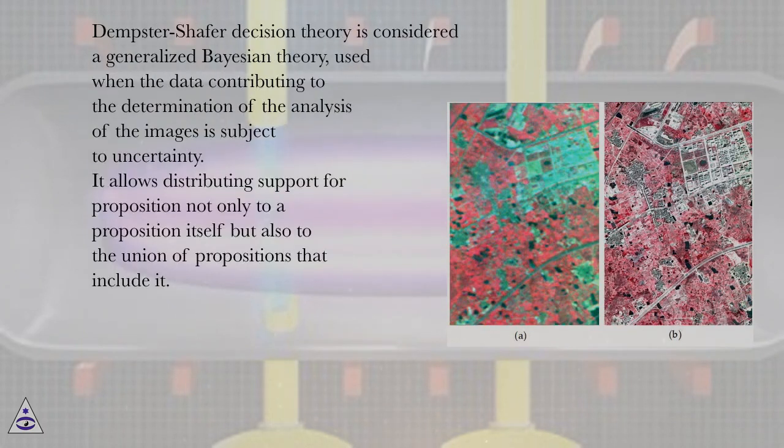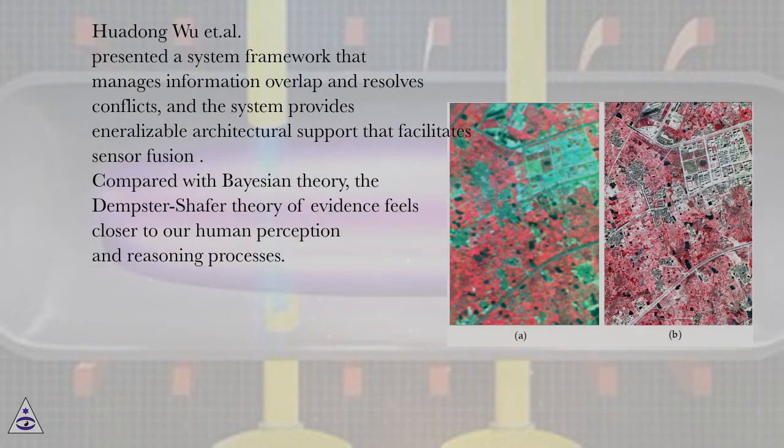Dempster-Shafer decision theory is considered a generalized Bayesian theory, used when the data contributing to the determination of the analysis of the images is subject to uncertainty. It allows distributing support for a proposition not only to the proposition itself but also to the union of propositions that include it. Huadong Wu et al. presented a system framework that manages information overlap and resolves conflicts, and the system provides generalizable architectural support that facilitates sensor fusion. Compared with Bayesian theory, the Dempster-Shafer theory of evidence feels closer to our human perception and reasoning processes.